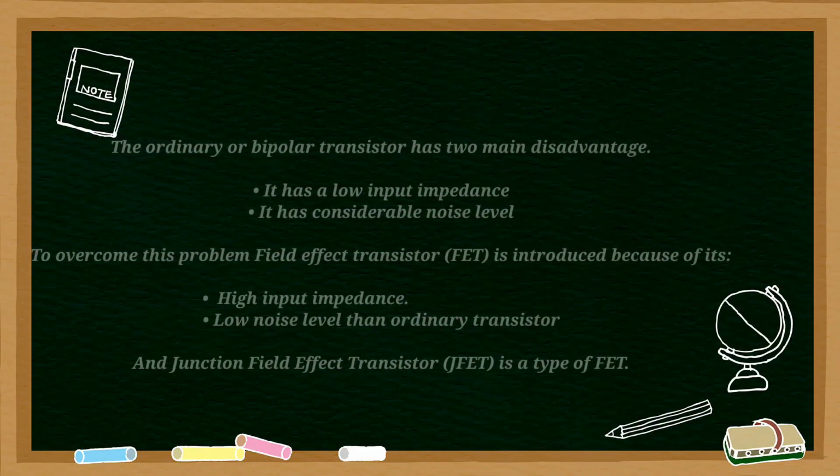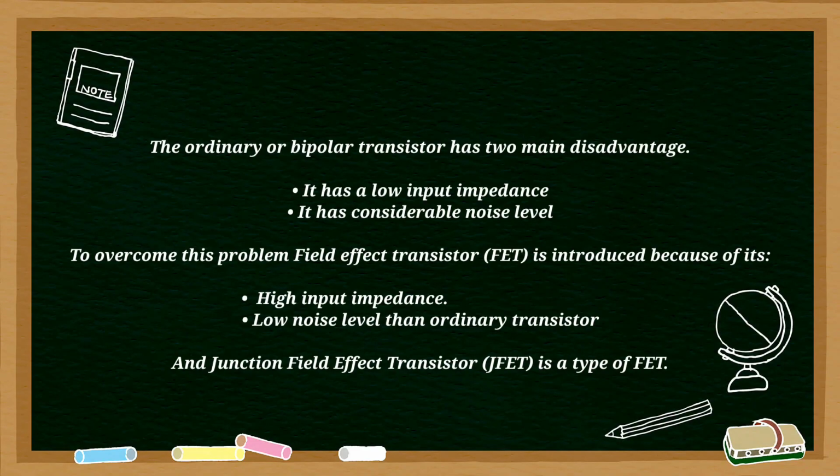The ordinary or bipolar transistor has two main disadvantages. They are: it has low input impedance and it has considerable noise level. In order to overcome this problem, the field effect transistor is introduced because it has high input impedance and lower noise level than the ordinary transistor. And junction field effect transistor is a type of field effect transistor.